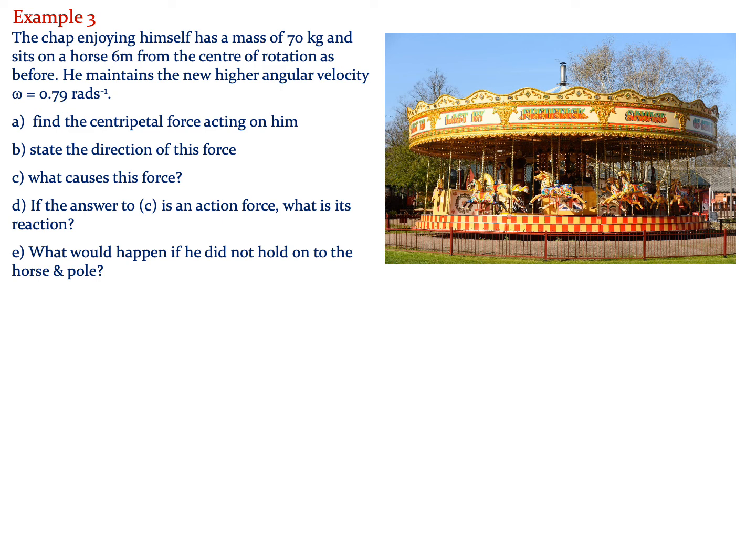So let's revisit our chap on the merry-go-round. He's clearly enjoying himself because he's still there. He has a mass of 70 kilograms and he's still on the same horse 6 meters from the center of rotation. Let's imagine that he's going round at the higher angular velocity of omega is 0.79 radians per second. You are now asked to do a number of things.